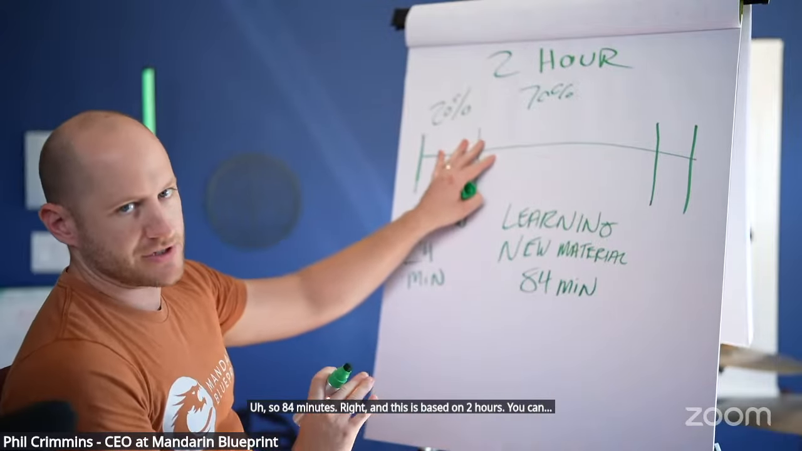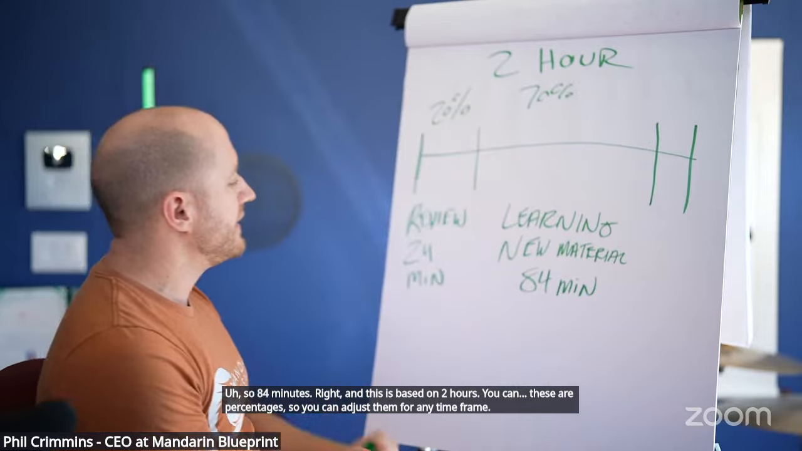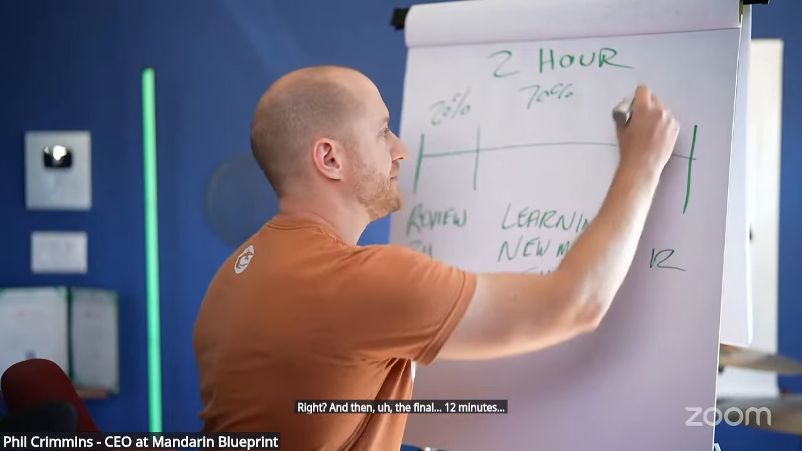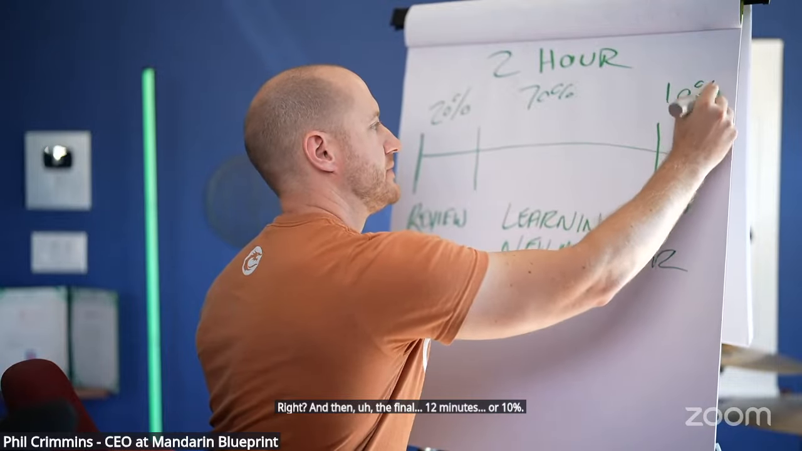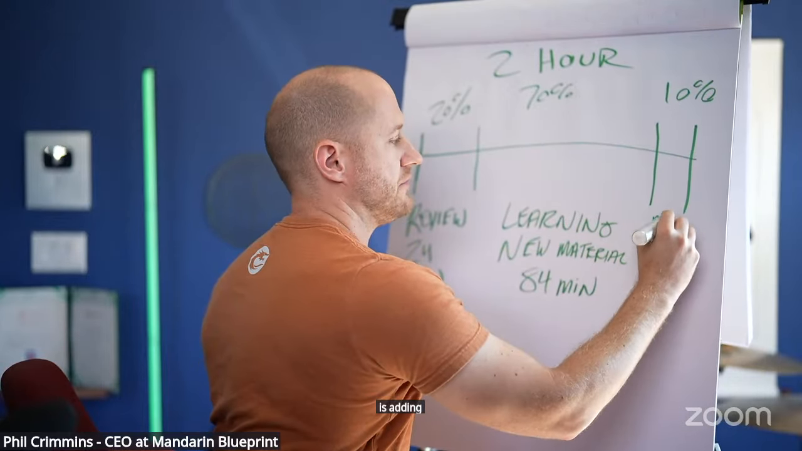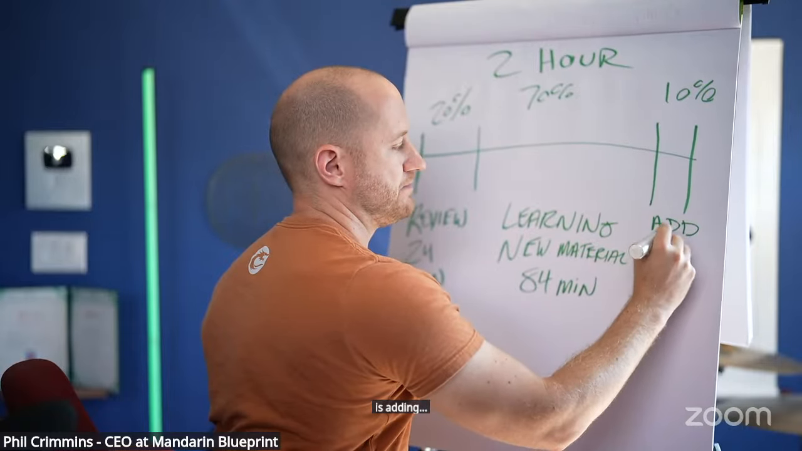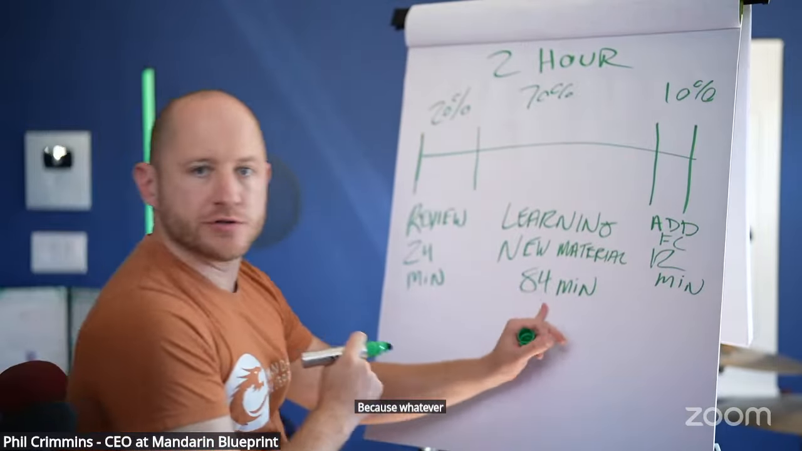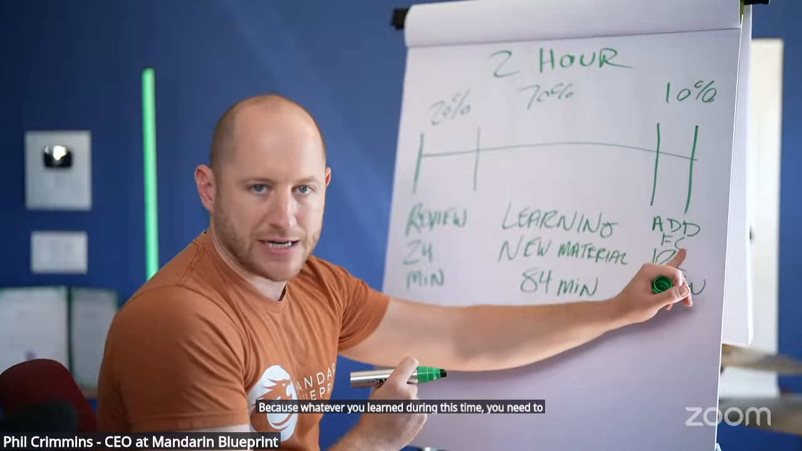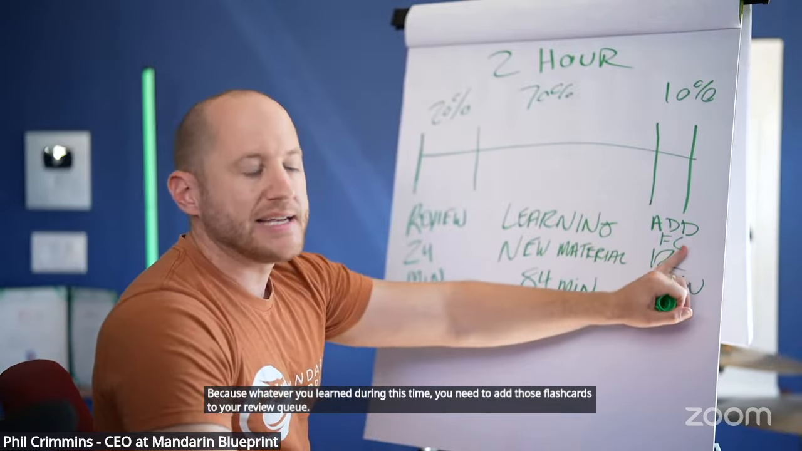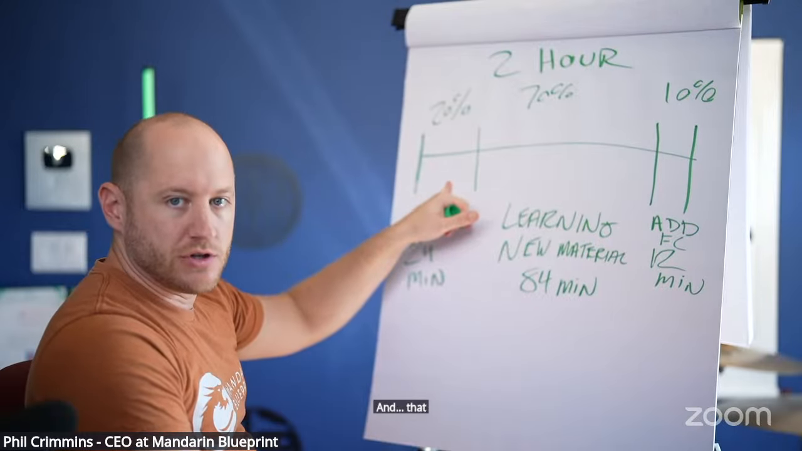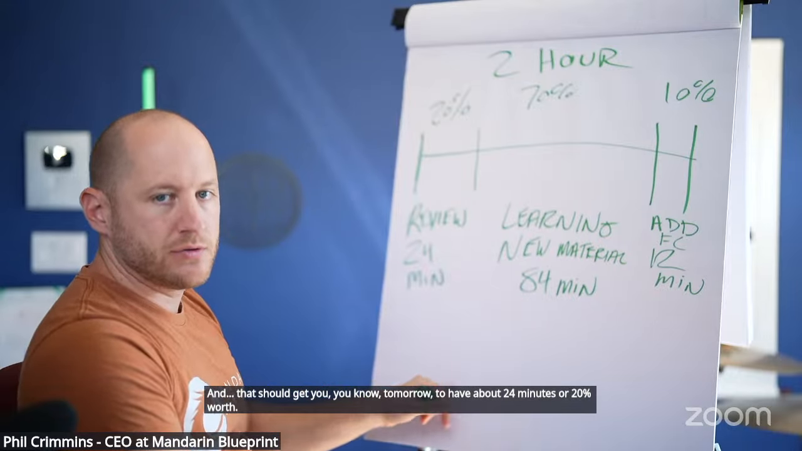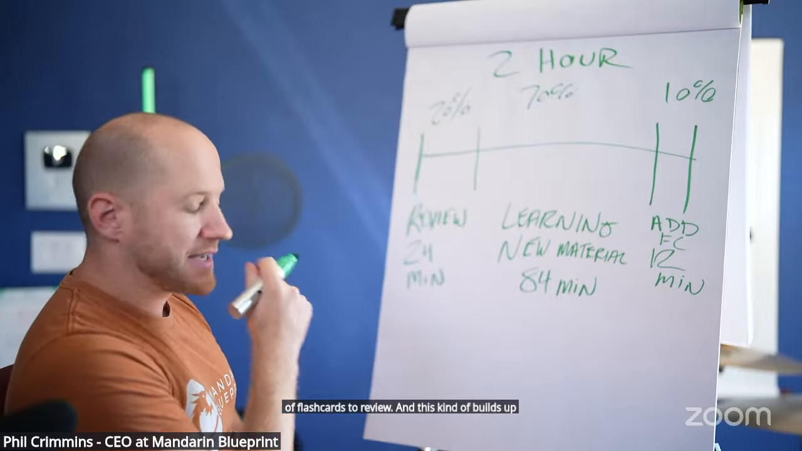These are percentages, so you can adjust them for any time frame, right? And then the final 12 minutes, or 10%, is adding flashcards. Because whatever you learned during this time, you need to add those flashcards to your review queue. And that should get you, tomorrow, to have about 24 minutes or 20% worth of flashcards to review. And this builds up over time and comes to a sort of homeostasis.